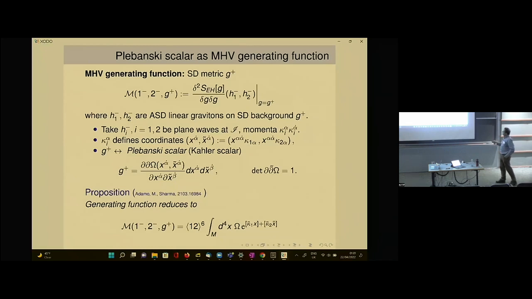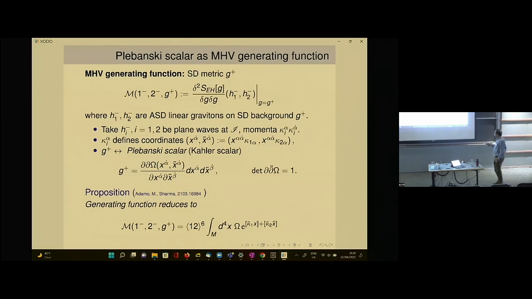And with that, it's an old result from the 1970s that a general self-dual metric can be given in terms of a simple scalar, capital omega. And this capital omega satisfies what's known as the Plebanski equation. And that's what's left of the Einstein equations in this self-dual context.